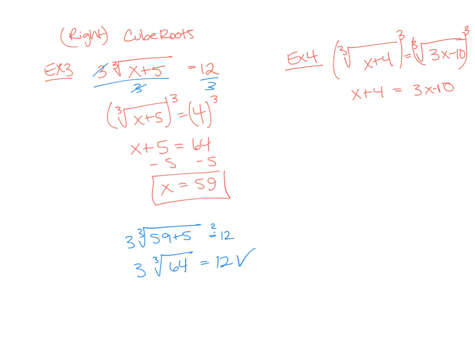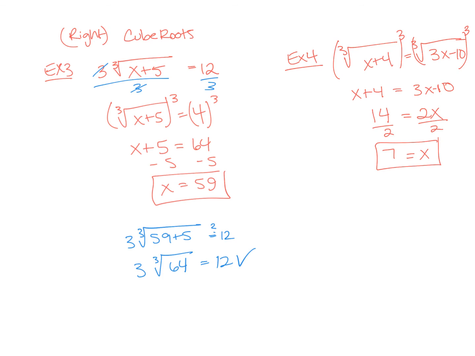And now I just need to solve this. I'm going to move my integers to the right. So I'm going to add 10 to both sides and get 14 on the left. I'm then going to subtract x from both sides and get 2x on the right. Finally, I'm going to divide both sides by 2, and I'm getting x equals 7 for my answer.